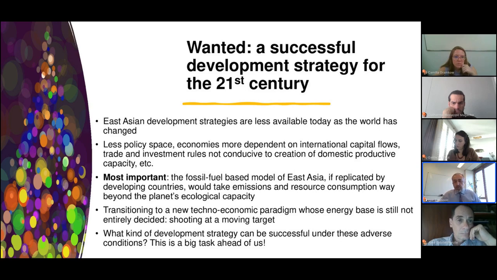And that's not possible. We know that it's going to make civilization disappear if we go to 4 or more degrees above the pre-industrial level. Plus, we have an additional challenge, which is transitioning to a new techno-economic paradigm whose energy base is still not entirely decided. So we are shooting at a moving target. So what kind of development strategy can be successful under these adverse conditions? That's a big task ahead of all of us.